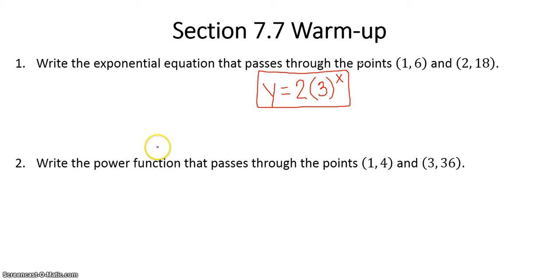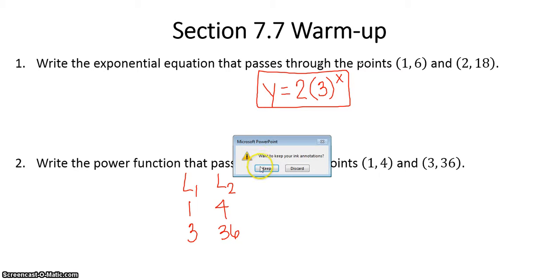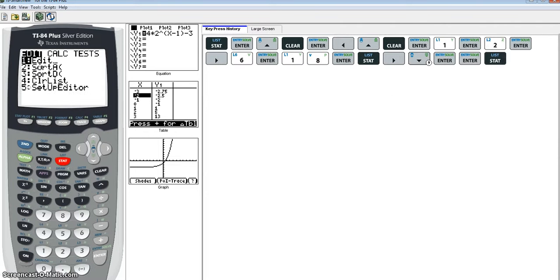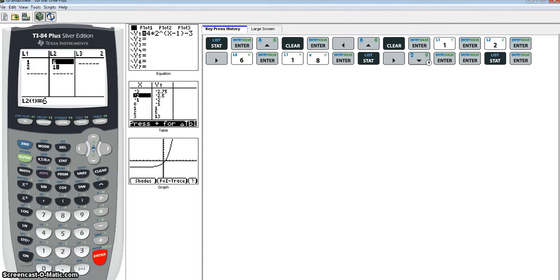Now the next one is asking for a power function or a power equation that passes through these points. So you still do your list 1 and list 2. So in this case, list 1 is 1 and 3. List 2 will be 4 and 36. Okay, so then I'm going to go back to my calculator. And go back to Stat, Edit. And then for list 1, that was 1 and then 3. List 2, that was 4 and then 36.